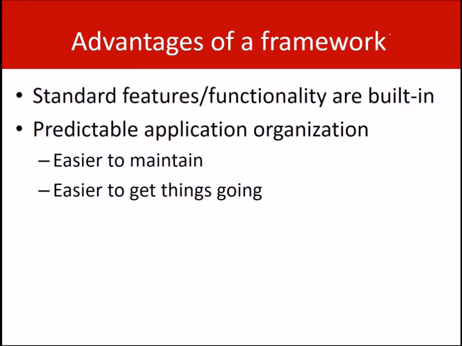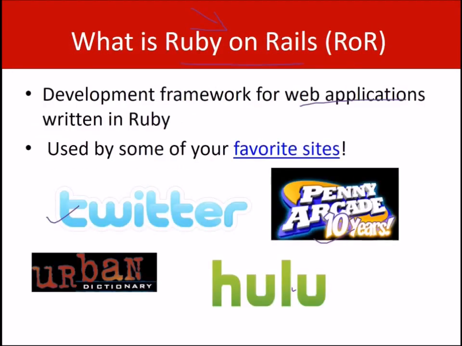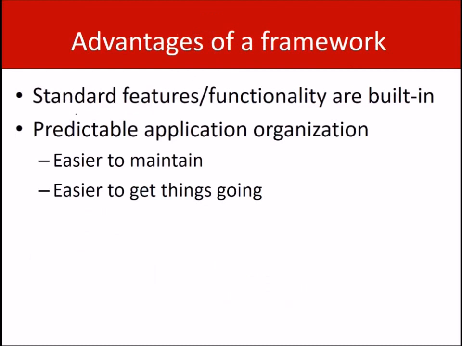So what are the advantages of Ruby on Rails? The standard features and functionality which are generally required by a user or developer are built in. And you also have a predictable application organization. The way you generally see things in your day-to-day life, it is made such that it is predictable and hence easier to maintain and easier to get things going.